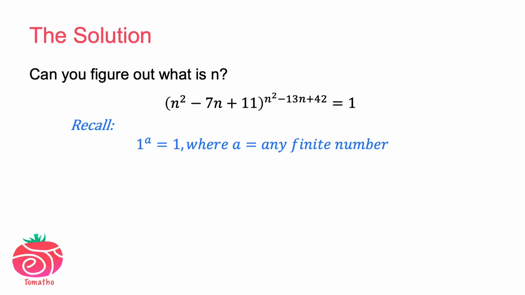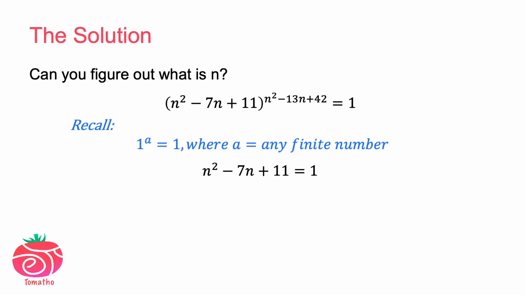Next, 1 raised to the power of any finite number will always give value 1. This is definitely true since any form of multiplications, divisions, or exponents operation with all of the operands being 1 will always give output 1.